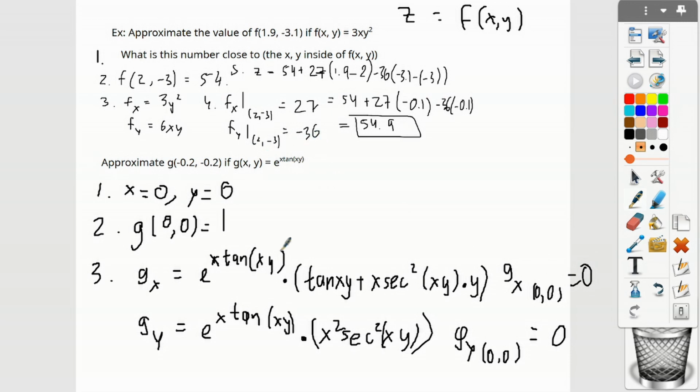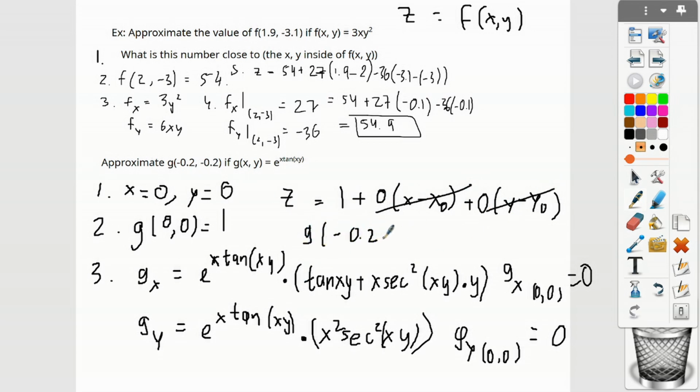So by approximating this, what we get is z is equal to z0, 1, right? Plus 0 times x minus x0 plus 0 times y minus y0. I'm not even going to write the numbers down because we know this is just going to be 0 and 0, and we can approximate g of negative 0.2, negative 0.2 as 1. And that is our answer.